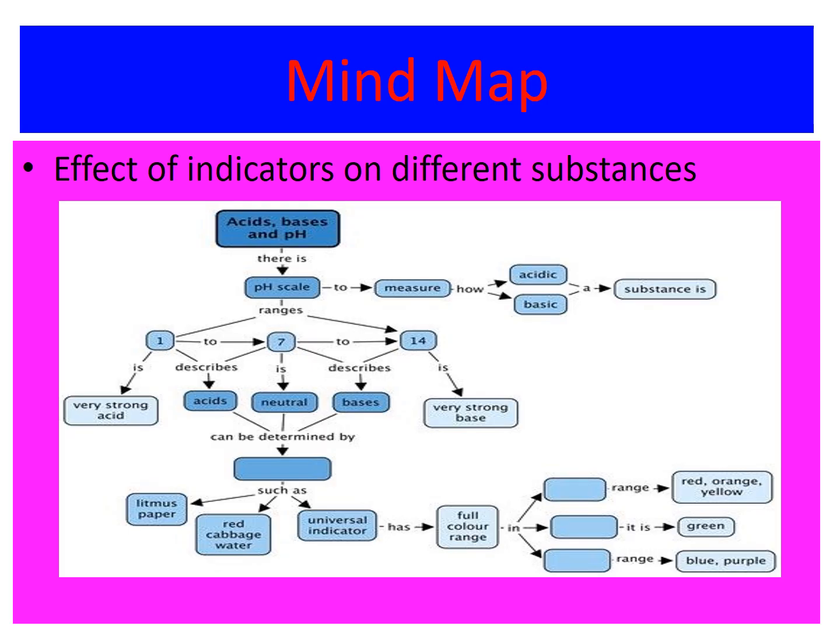There is another mind map to show the effect of indicators on different types of substances. Acids, where the pH scale ranges from 1 to 7. So the litmus paper, the red cabbage water, the universal indicator, they show the change in color. When the pH changes from 7 to 14, that means the basic medium is there. And again, these all show the different change in the color as the medium changes. So this slide shows the effect of indicators.